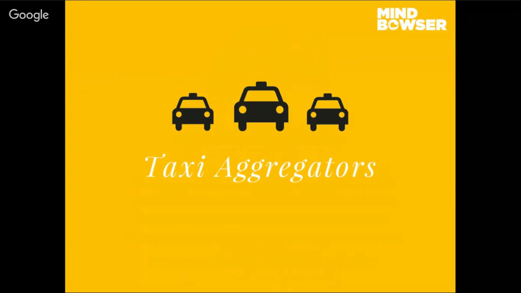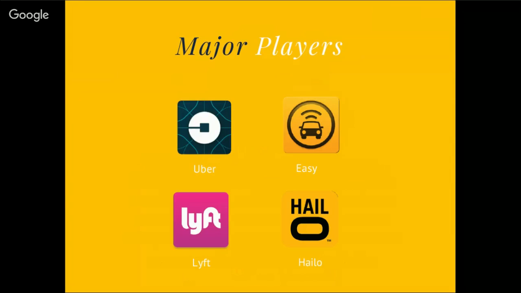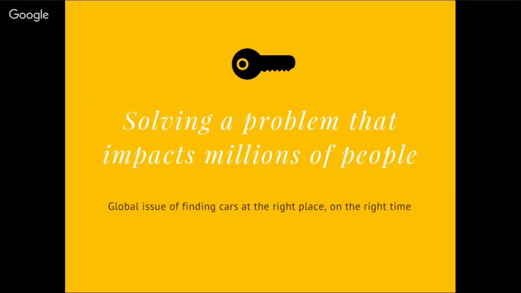So moving forward, focusing back to our taxi aggregators, we know that there are four major players in taxi aggregation: Uber, Ola, Lyft, and Hello. But for the sake of simplicity, we're going to focus more on the Uber application. So what Uber, or any taxi application, does is solve a problem that impacts millions of people, the global issue of finding cars at the right place at the right time. That's basically the elevator pitch of any such business.